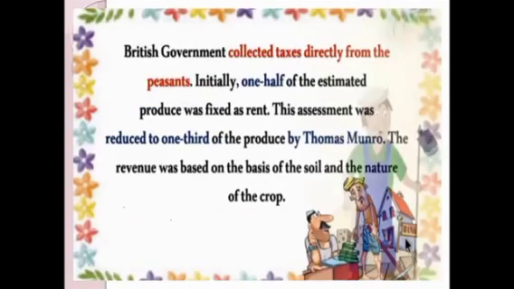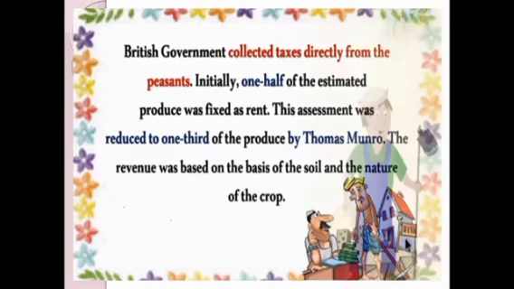Then the British government collected taxes directly from the peasants. Peasants means farmers. Initially, 1/2 of the estimated produce was fixed as rent. This assessment was reduced to 1/3 of the produce by Thomas Munro. The revenue was based on the soil and the nature of the crop.